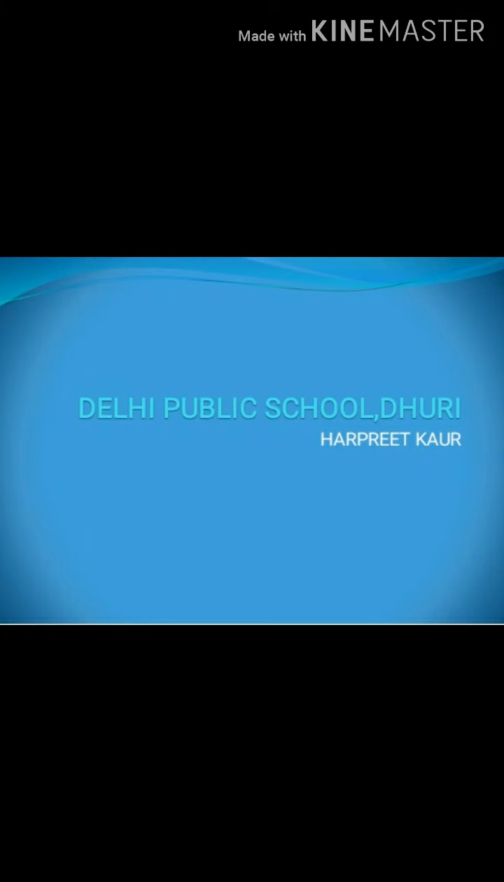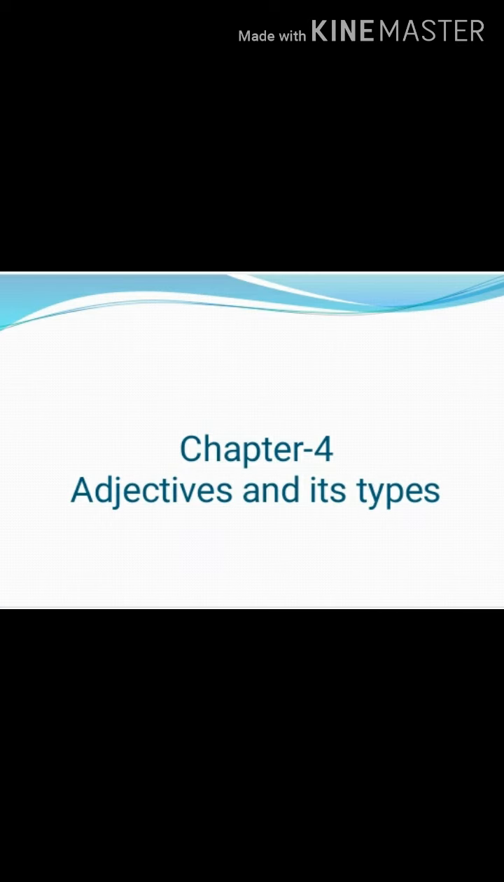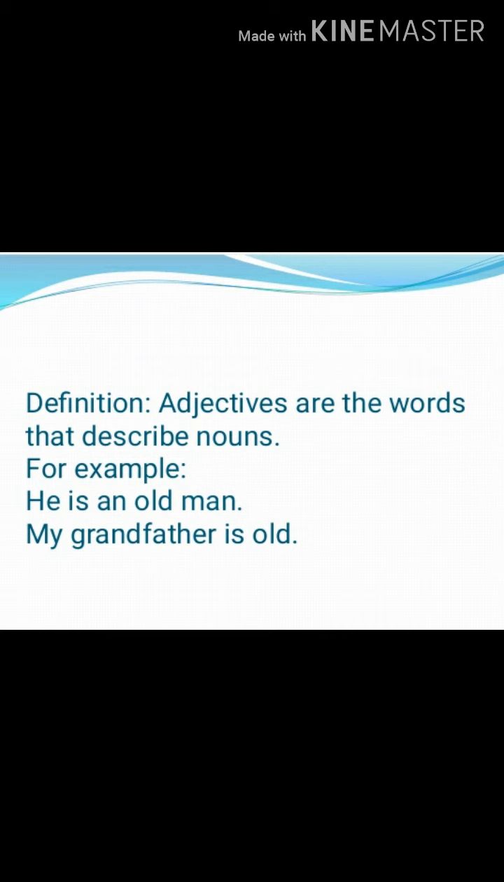So today we are going to start our chapter number 4, and the name of the chapter is Adjectives and its types. Now let's begin with the definition. So what is an adjective? Adjectives are the words that describe a noun. Most of the adjectives occur before a noun or a verb. For example, he is an old man, my grandfather is old. Here old comes before the noun man, and in my grandfather is old, here it works as a verb.